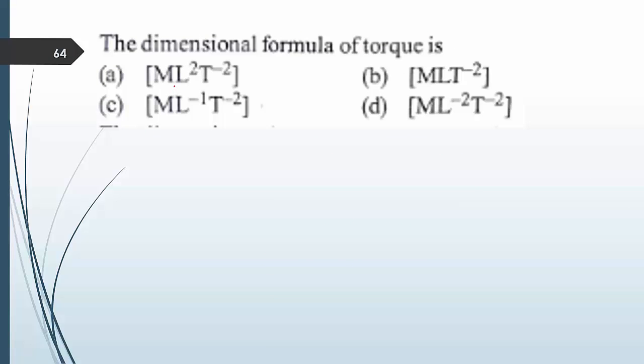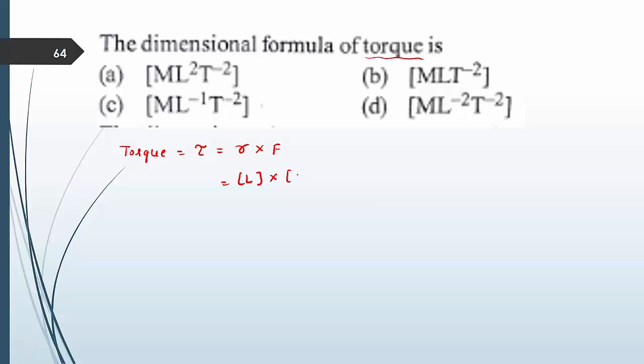Question number 64. The dimensional formula for a torque. About torque, first year students, you are going to study in the chapter System of Particles and Rigid Body. Torque is denoted by the symbol tau. Tau equal to R cross F. R indicates position vector or radius. F indicates force.